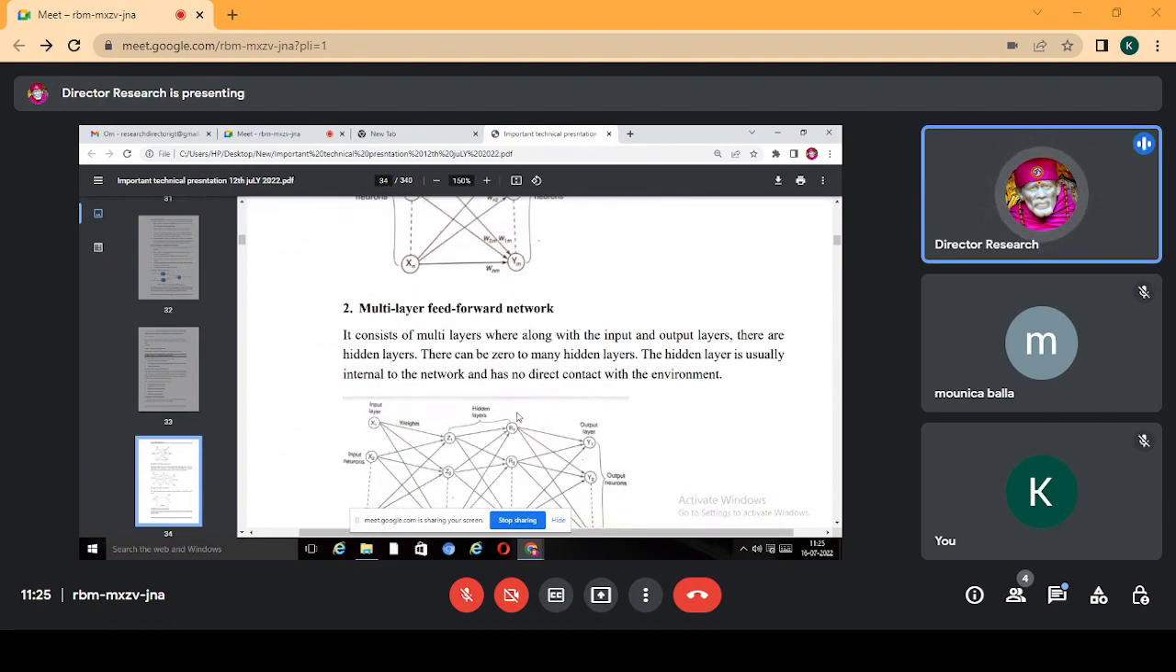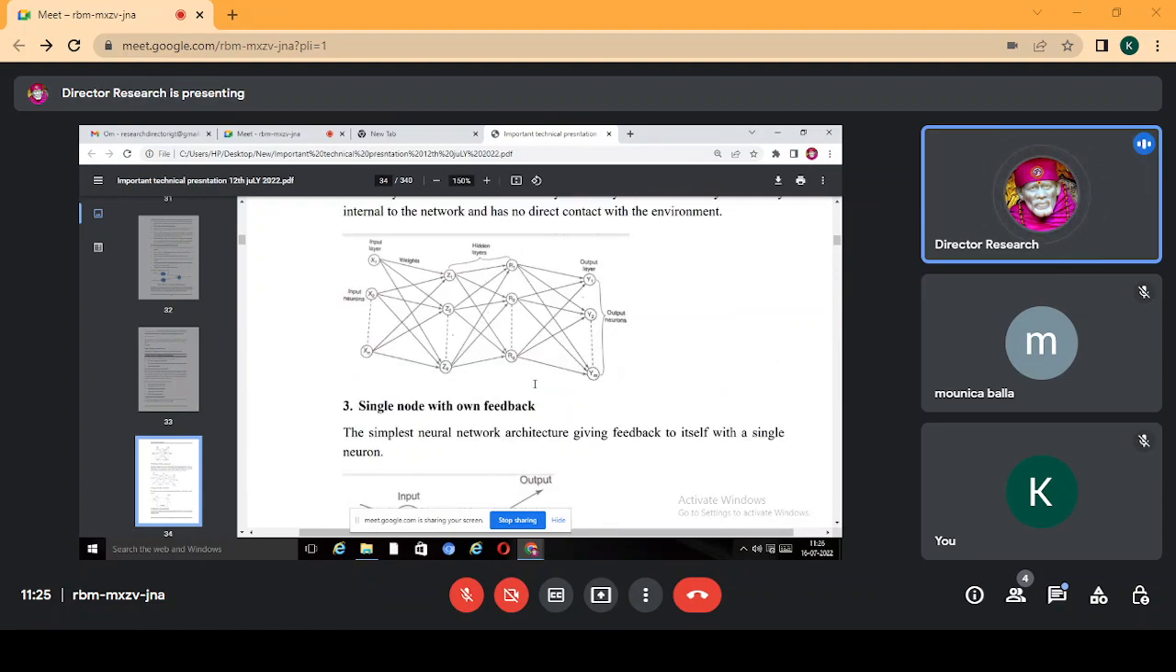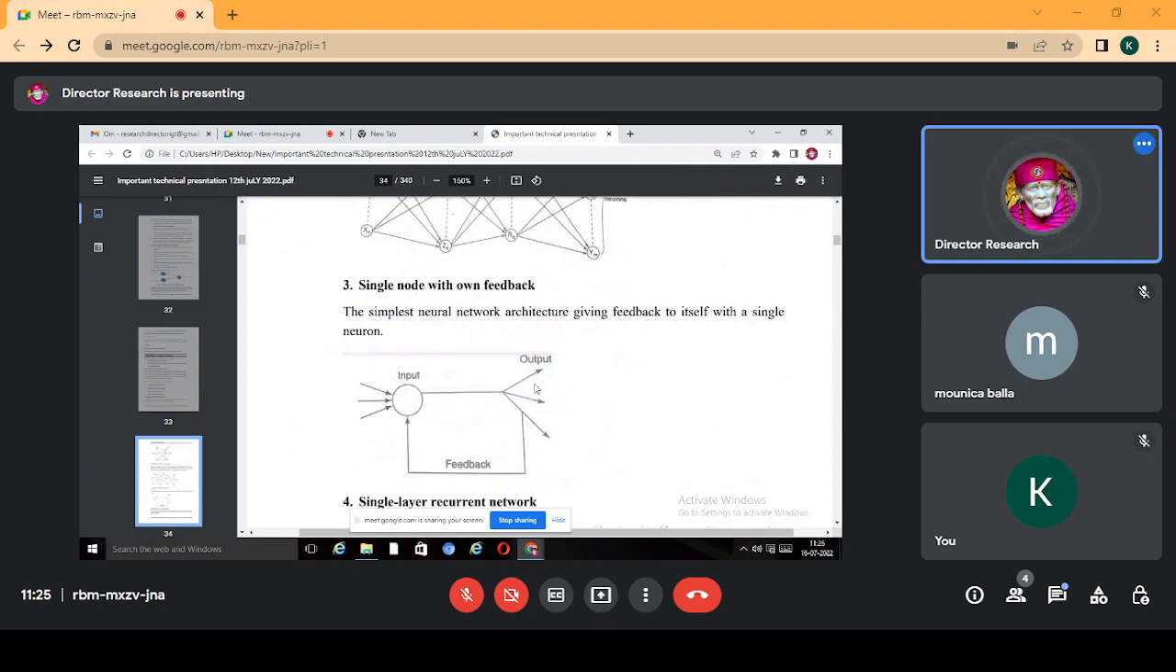Multi-layer feedback network. It consists of multi-layers where, along with input and output layers, there are hidden layers. There can be zero to many hidden layers. The hidden layer is usually internal to the network and has no direct contact with the given environment like this. Single node with its own feedback. The simplest neural network architecture giving feedback to itself with a single neuron like this.